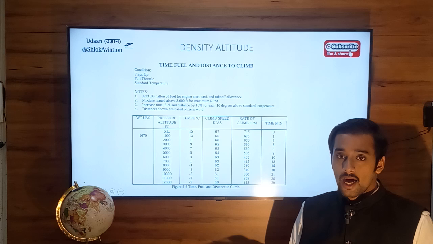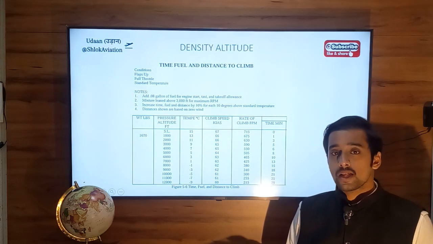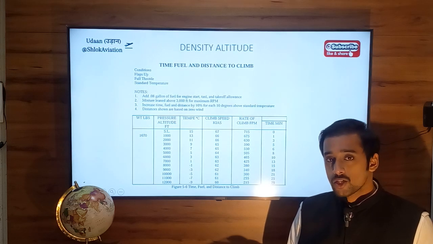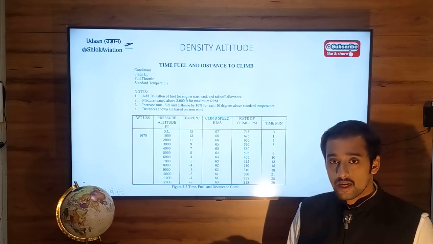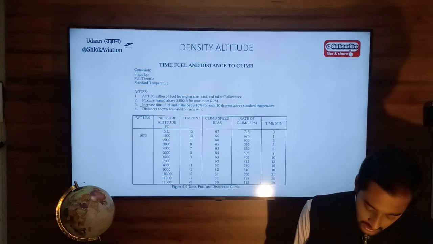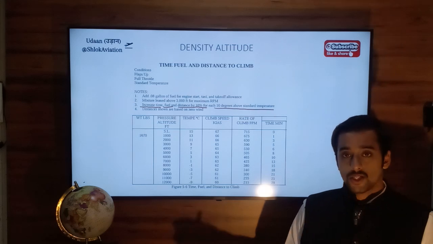So over there, when you are at high altitude, the density of air that you will find will be much lower than the density of air at mean sea level. As a result, you will require much more takeoff distance, and rate of climb will decrease. That's why. So here you can see increased time, fuel, and distance by 10% for each 10 degrees Celsius above standard temperature.